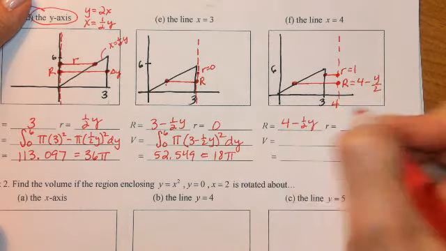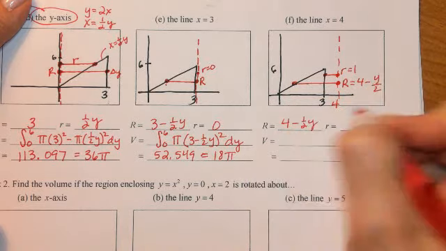Love these. Okay. Example 2. Find the volume of the region enclosed by y equals x squared, that's just a parabola, right? Y equals 0 would be your x-axis, and x equals 2 would be over here, right? So we're looking at that little region right there, and then we're going to revolve it around some different things.